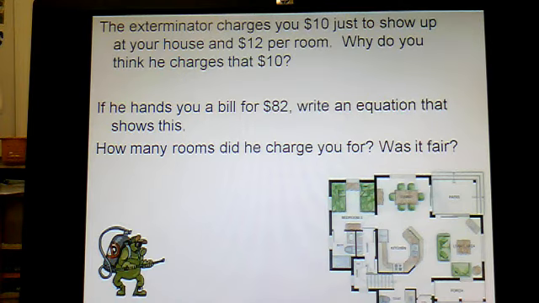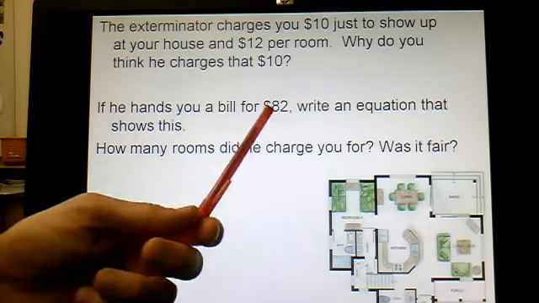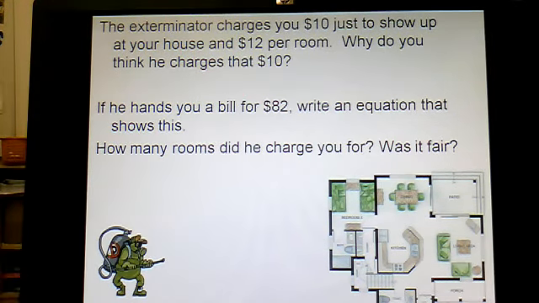So if you ever worked in, or your parents are working in business or anything like that, that's a show-up fee. That's just to get you to pay for their gas, pay for their supplies, pay for their expenses, just to show up on there. So I want you to understand the context of the problem, and then try to set up an equation on here. If he hands you an $82 bill, write an equation that shows what's going on here.